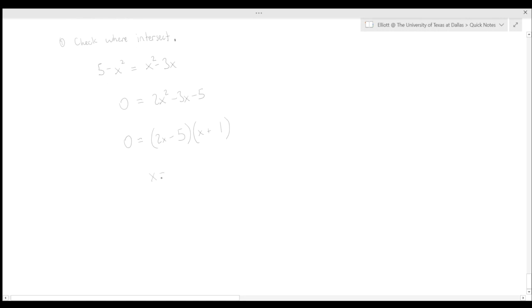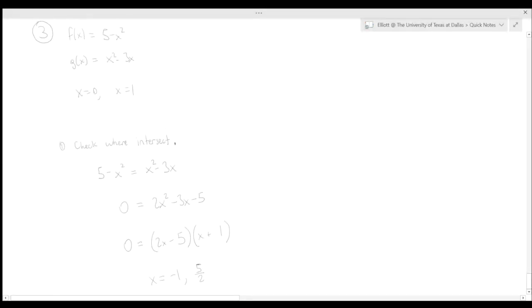But what does that tell us? We see that they're going to intersect when x is negative 1. And then setting this equal to 0 and solving for x, we get x is 5 over 2 for the other place where they're going to intersect, all right? Now I'll draw a really rough picture. So let's say here's negative 1, here's 5 over 2. So they intersect at these points. I don't really care too much what they look like, so I'll just draw something really generic.